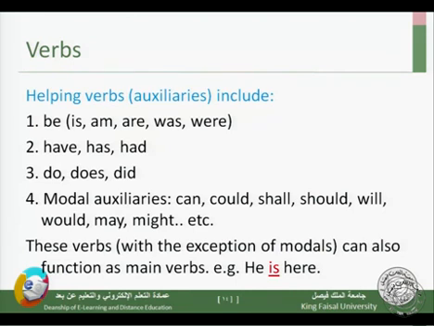So these verbs can also function as main verbs, with the exception of modals. So the verbs in number 1, 2, and 3 can also be main verbs. They can be helping verbs, and they can also be main verbs. Modal auxiliaries can only function as helping verbs, as auxiliaries. So we have an example here. He is here. Is is the main verb in this sentence. So it can function as a helping verb, and it can function as a main verb.